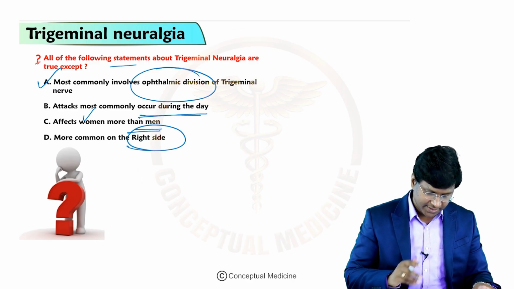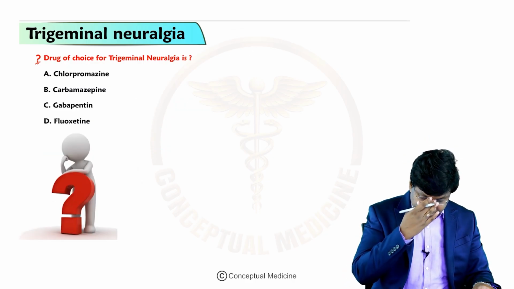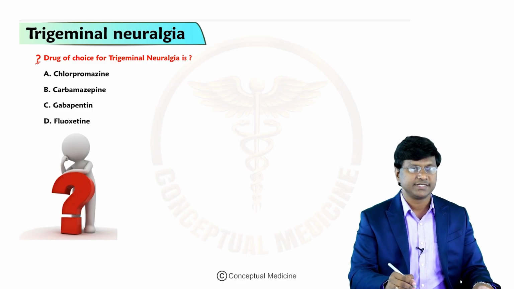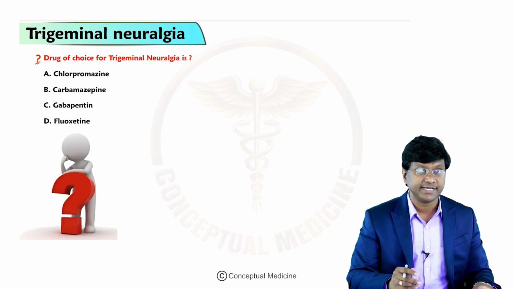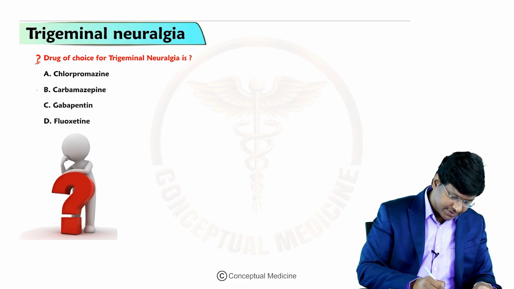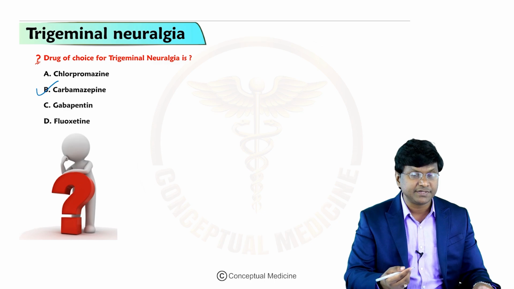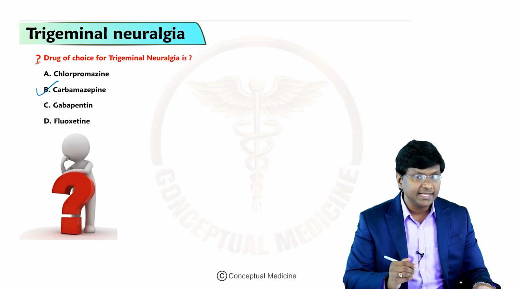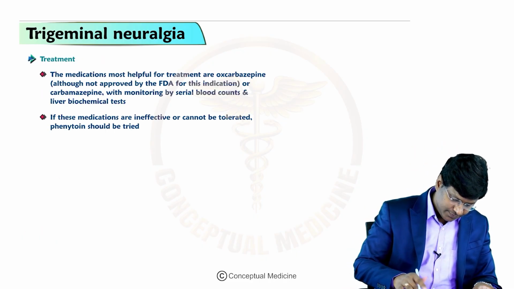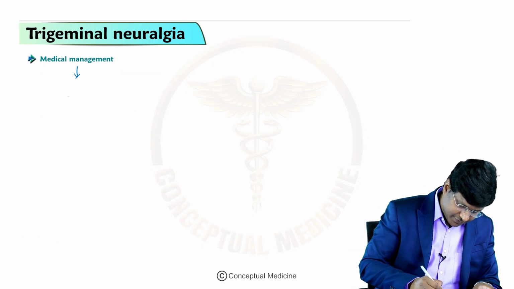Now if you see the treatment of trigeminal neuralgia, the drug of choice is: chlorpromazine, carbamazepine, gabapentin, or fluoxetine? The drug of choice for trigeminal neuralgia is carbamazepine. Carbamazepine is an anti-epileptic drug which we give in the treatment of focal epilepsy, and it is considered to be the drug of choice. So the medical management is carbamazepine.